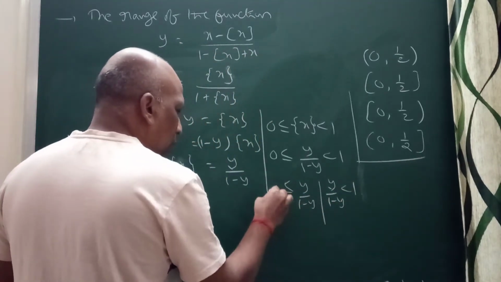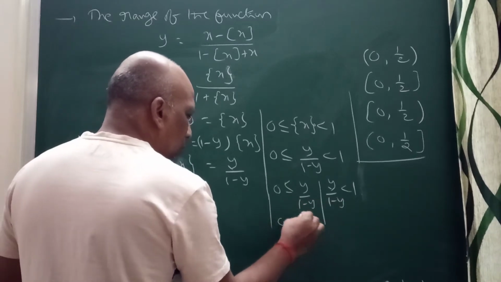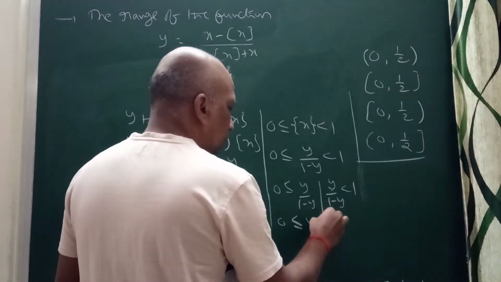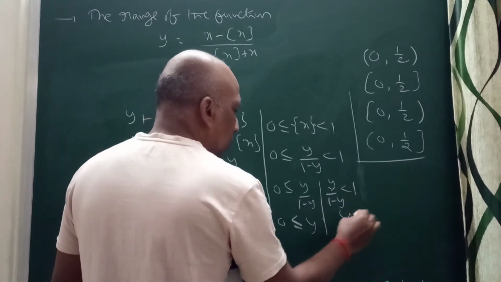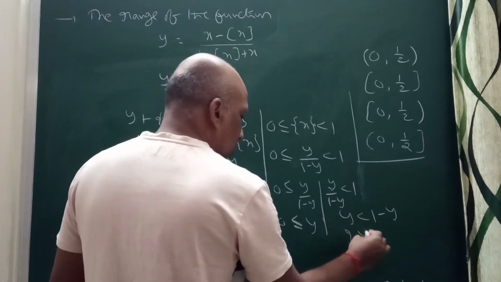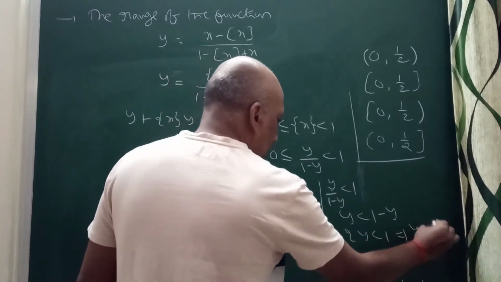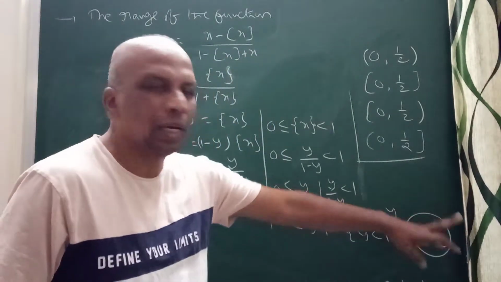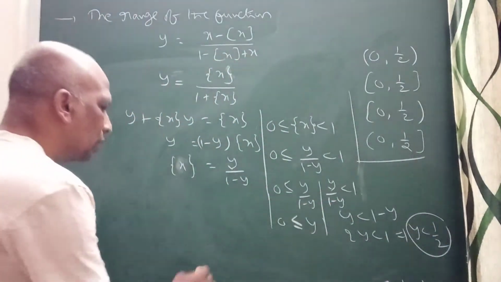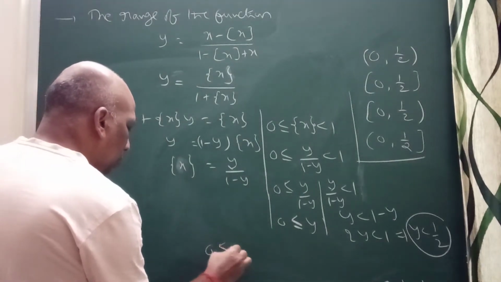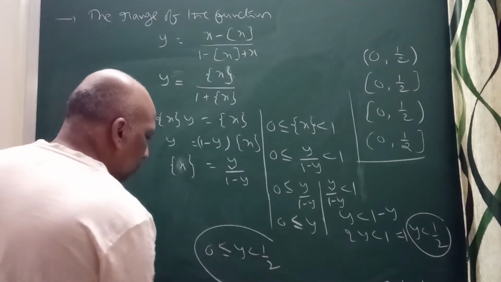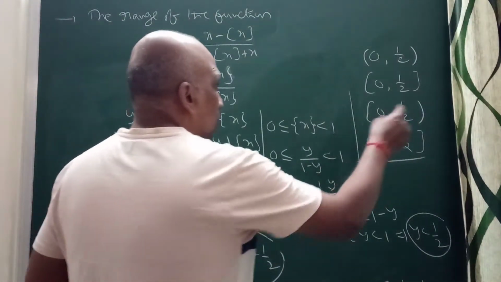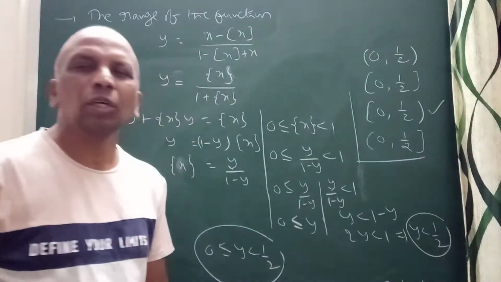So if we take this one with cross multiplication, you get 0 less than or equal to y. In this case, you receive a positive value: y less than 1 minus y, 2y less than 1, y less than 1 by 2. So 0 less than or equal to y less than 1 by 2. So your answer is including 0, excluding 1 by 2. Option B, that is your answer here.